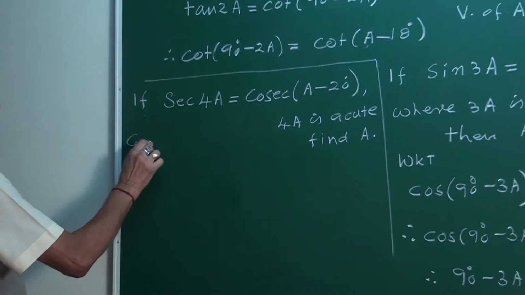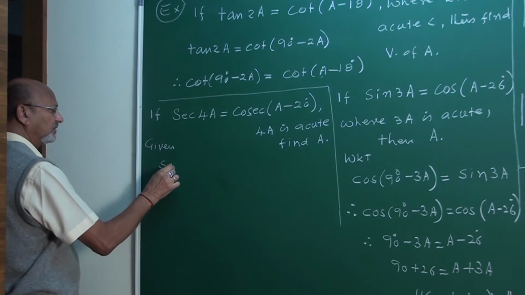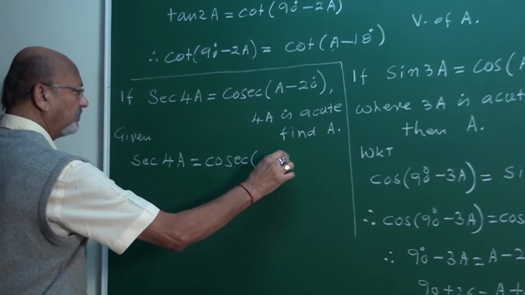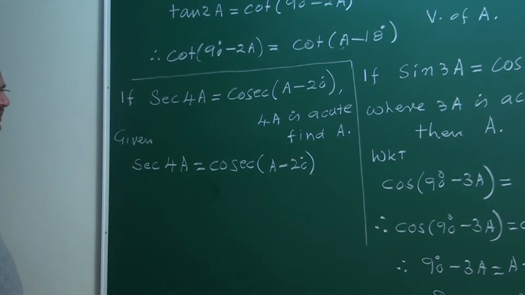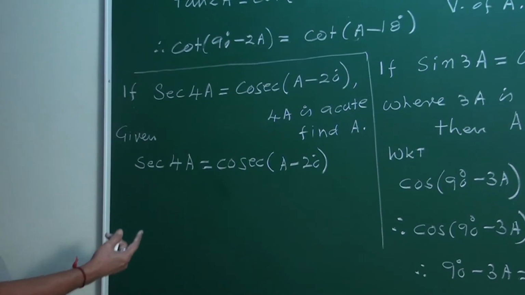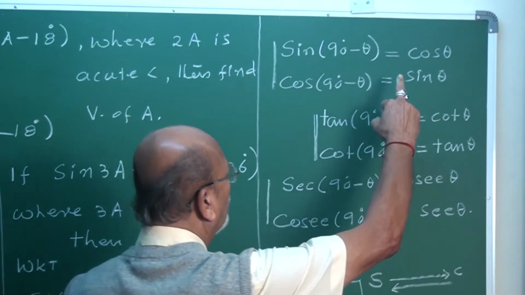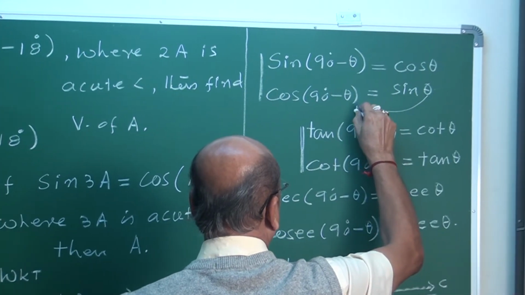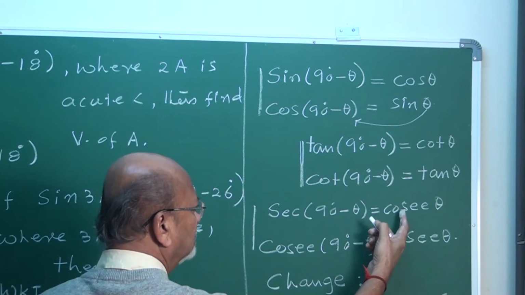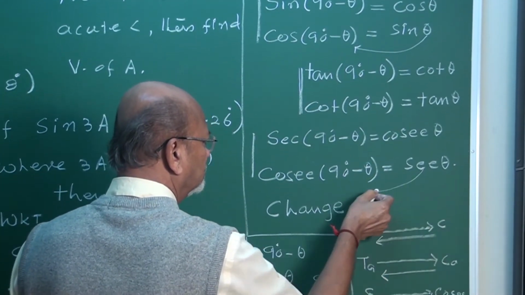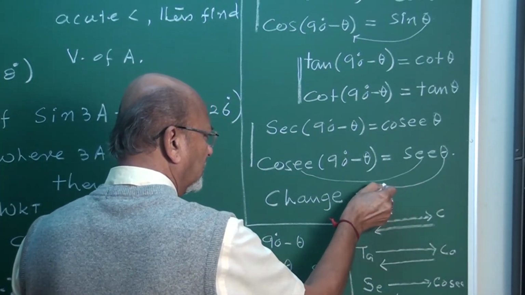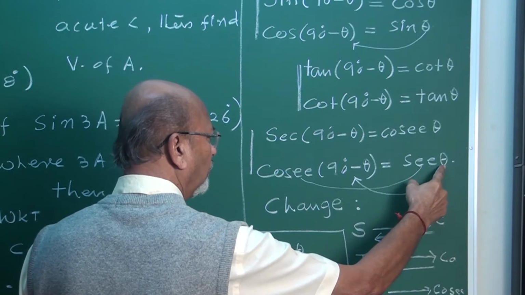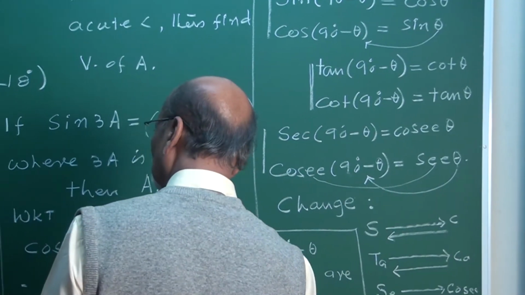I do a little bit, again directly. Given sec 4a is cosec (a minus 20 degrees). Yes, my friends, direct. We want to change from sec to cosec. I explained what? To change from cos to sine, sine to cos, replace your theta by 90 minus the angle. My friends, to change from sec to cosec, replace your angle by 90 minus the angle. If it is theta, 90 minus theta. If it is 4a, 90 minus 4a. Yes, my friend.